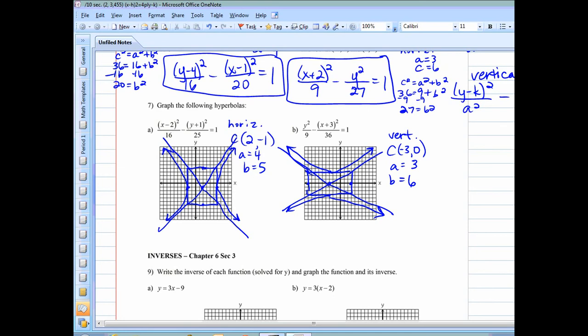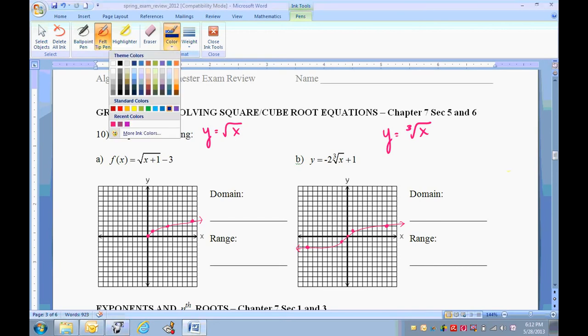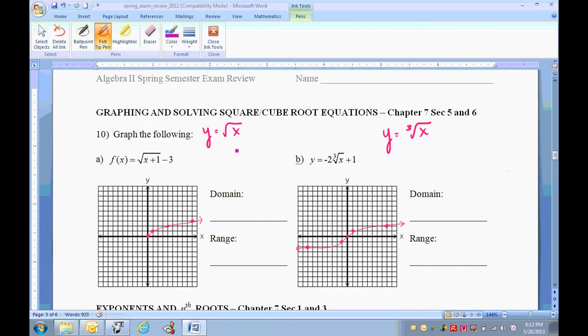Okay, inverses. Okay, so on the next part of the review, they're asking us to graph and solve square and cube root functions. On part A of problem 10, they've given us the function f of x equals the square root of x plus 1 minus 3. And I've gone ahead and recognized that the parent function for this function is y equals the square root of x. And you can see that I've graphed it in pink. And let's go ahead and now look at the transformations that need to be applied.